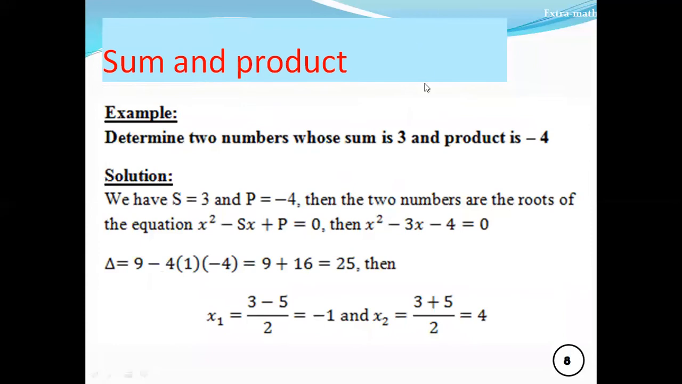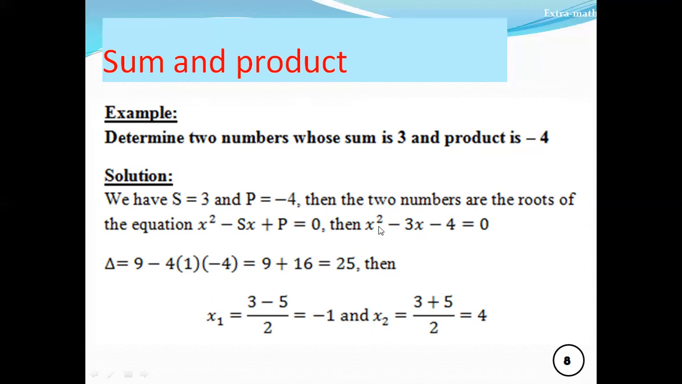Determine two numbers whose sum is 3 and the product is minus 4. Here we have the sum is 3, so s equals 3, and the product is minus 4, so p equals minus 4. Then we can form the quadratic equation x squared minus sx plus p equals 0, which is x squared minus 3x minus 4 equals 0. Here the coefficient of x squared is a equals 1, the coefficient of x is b equals minus 3, and the constant is c equals minus 4.